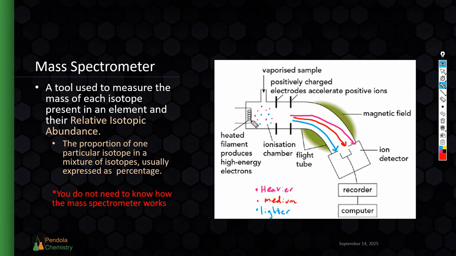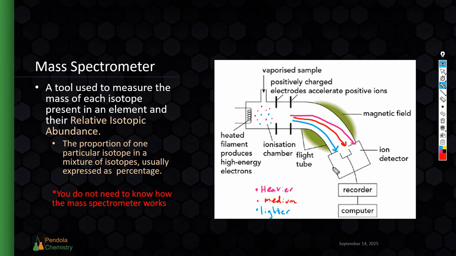Essentially, we use that ionization, making them positive ions, to make them be able to be affected by a magnetic field. And then once they turn due to the magnetic field, depending on their masses, the heavier ones will turn less because they're heavier, so it takes a lot more force to turn them, whereas the lighter ones will turn more because they don't take as much force to turn. The medium ones will turn somewhere in the middle.